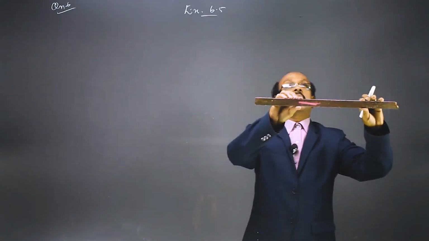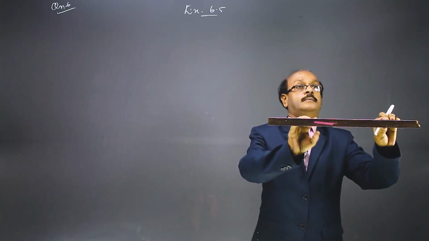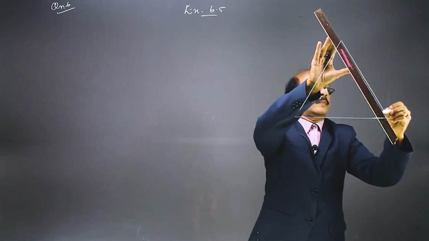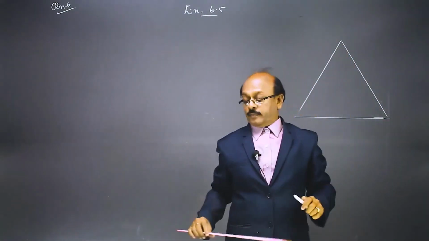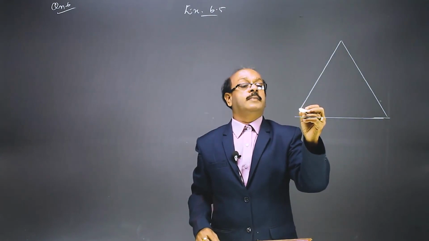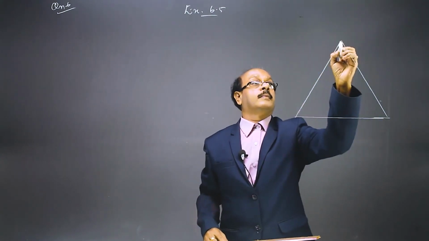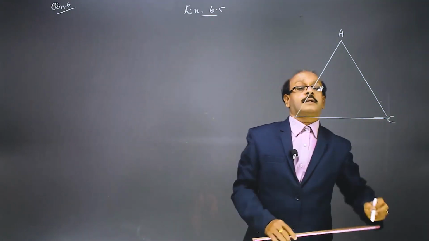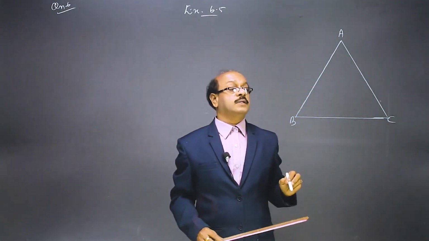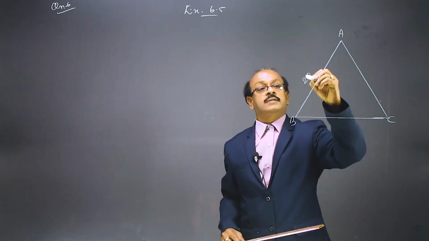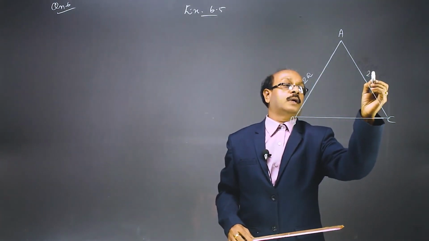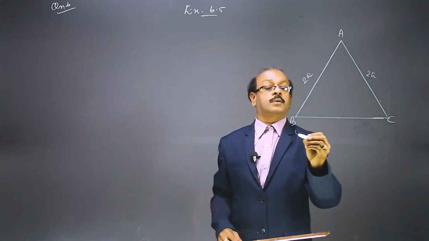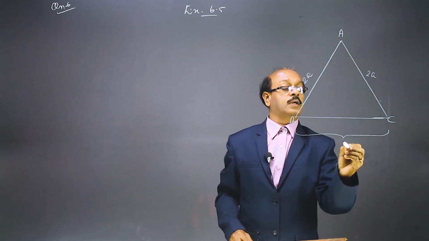So first of all, we have to draw an equilateral triangle. Let triangle ABC be an equilateral triangle of length of sides 2a. The length of AB is equal to 2a. The length of AC is equal to 2a and the length of BC is also equal to 2a.